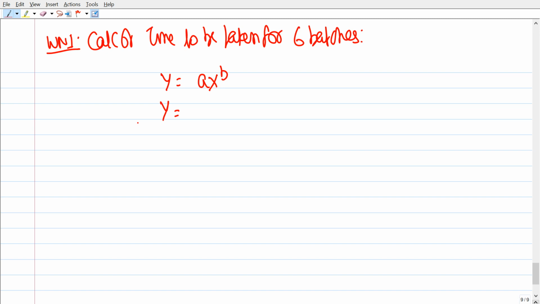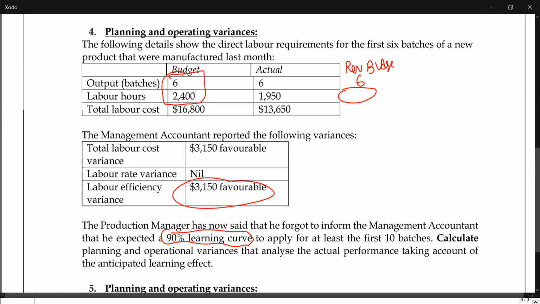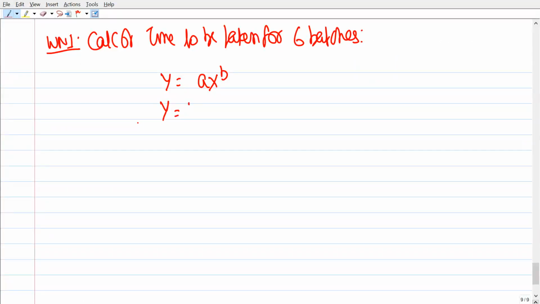Y a is, what was the time for the first batch? It is going to be, because what this guy did is he just multiplied 400 into 6 and said 2400, because he did not bring in any concept of a learning curve. So y is equal to 400.